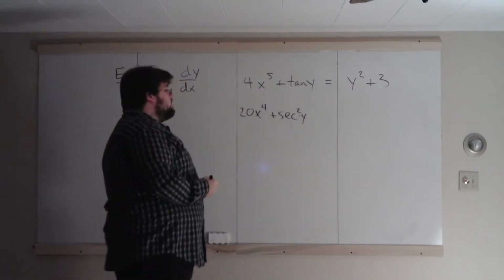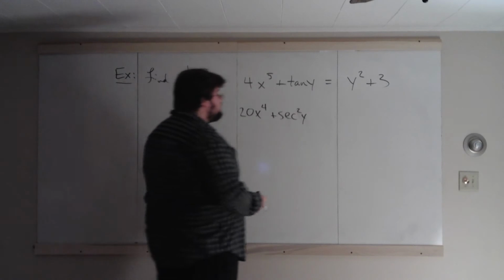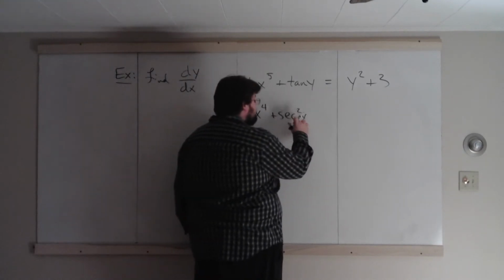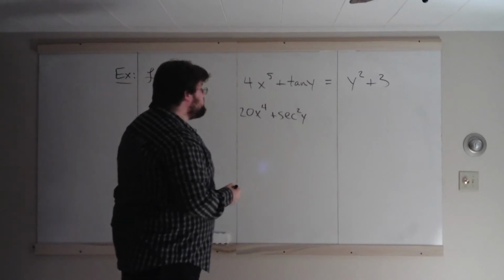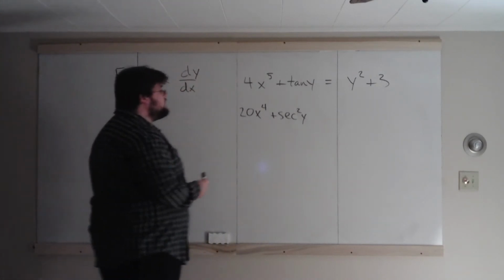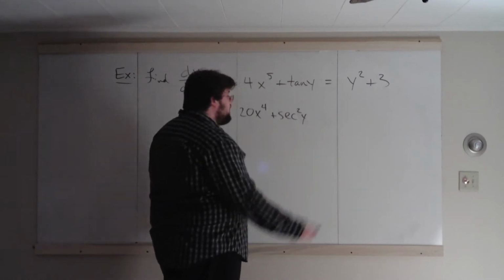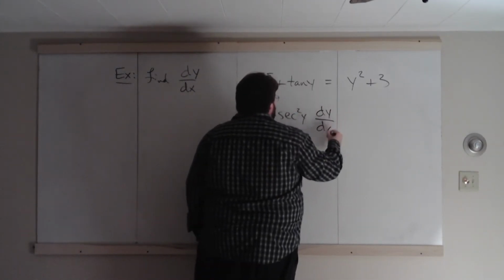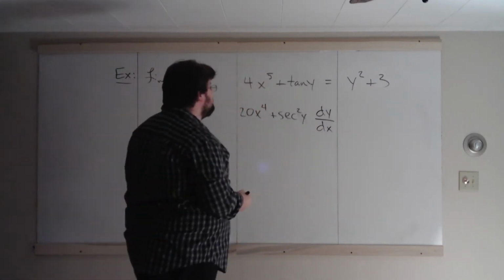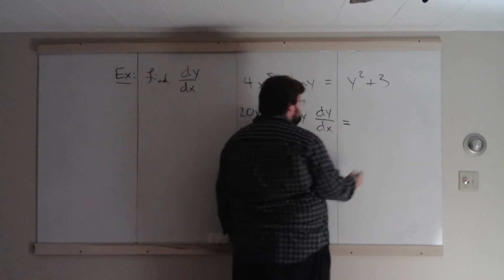But then y contains lots of x's. So we need to multiply by the derivative of this inside function. The inside function is y. What is inside tangent is y. So we need to multiply by the derivative of that y, which is dy dx. And then on the other side, derivative of y squared with respect to y.